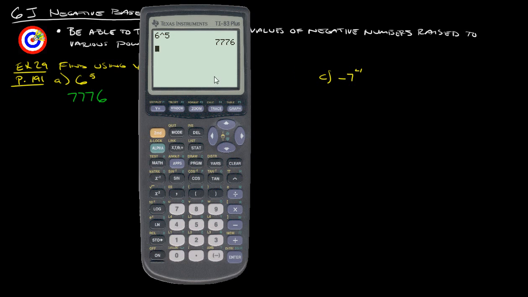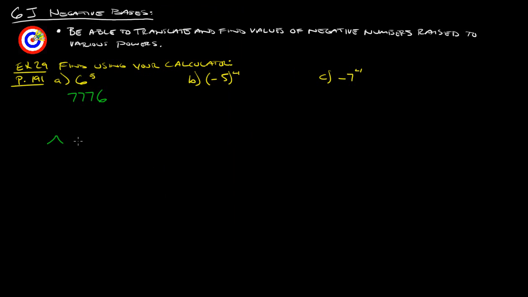7776. On some of your calculators, if you're using a scientific calculator, instead of this little up arrow here, we call it the caret. So instead of that, you might have this, y to the x, or you might have x to the y, or something like that. Usually it's one of these three things. There's a few other calculators that have some different things on there, but those are the three main ones when you're looking for powers.